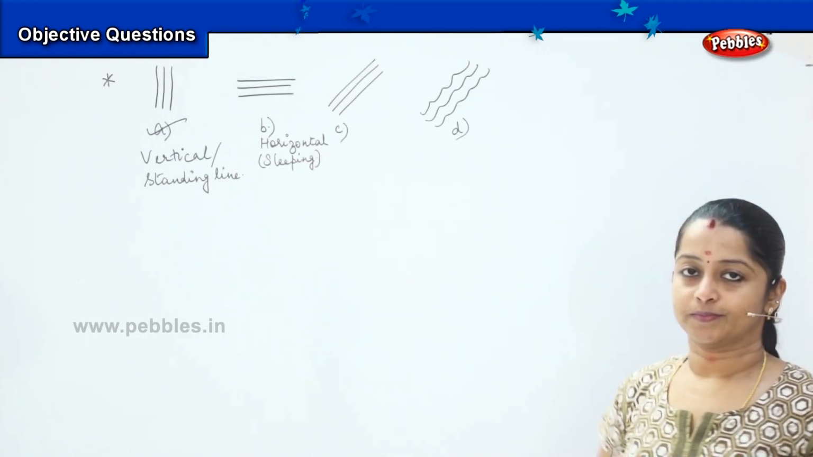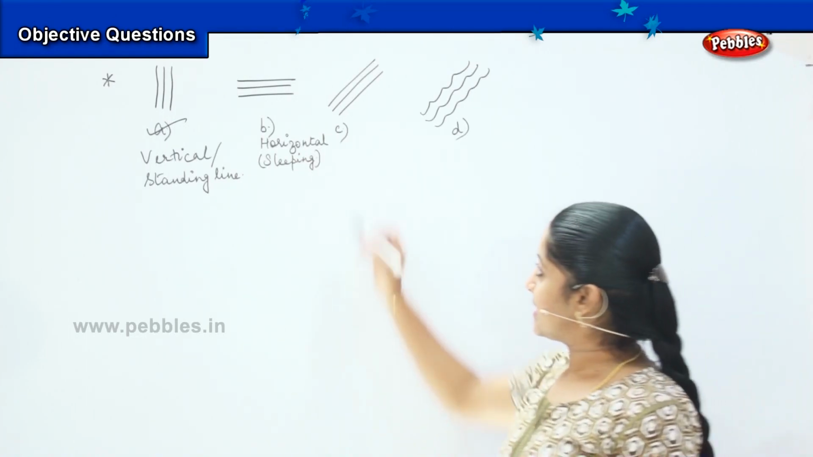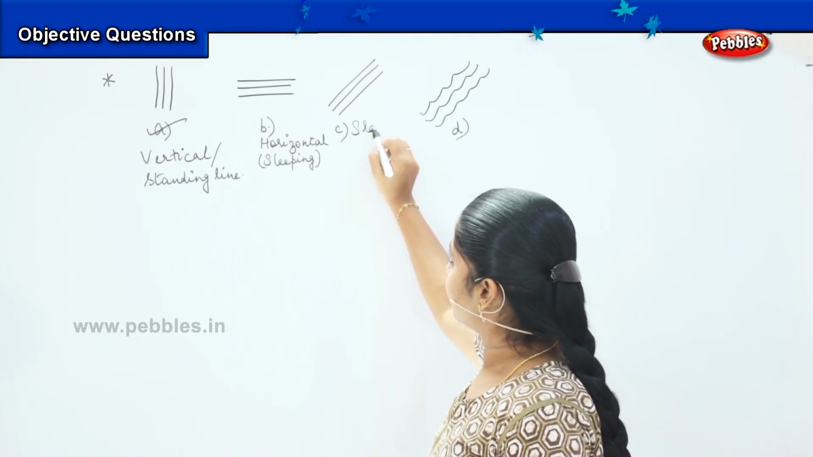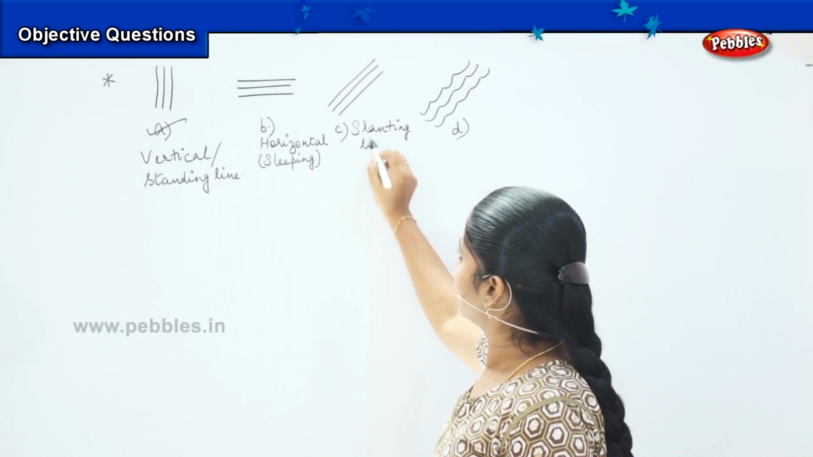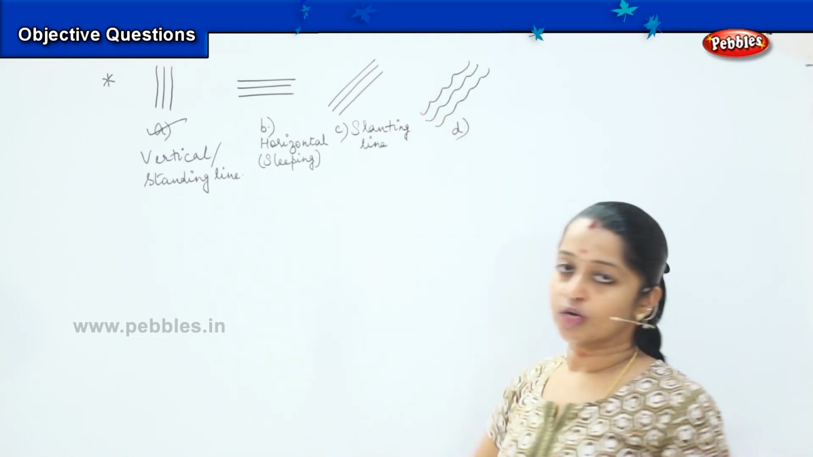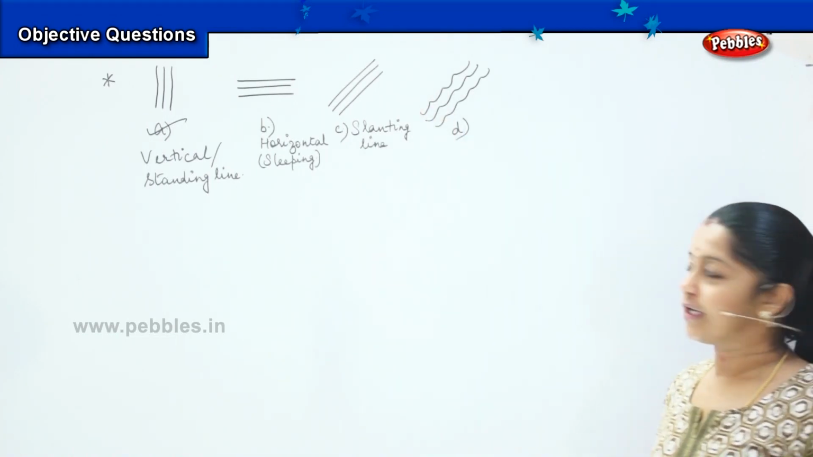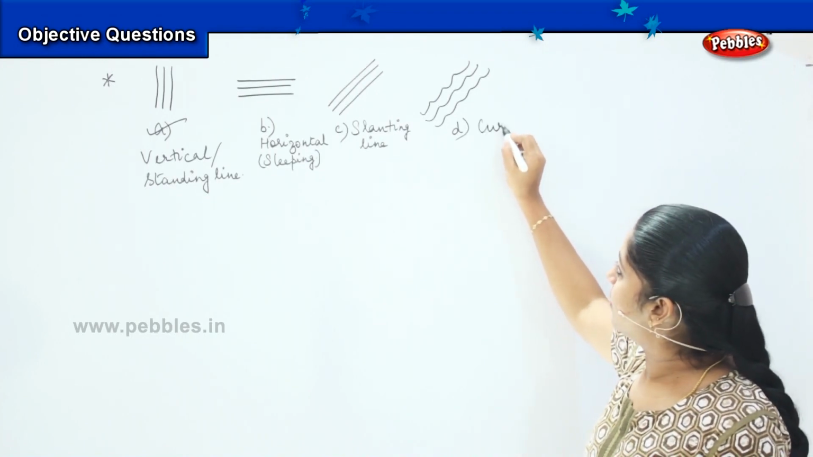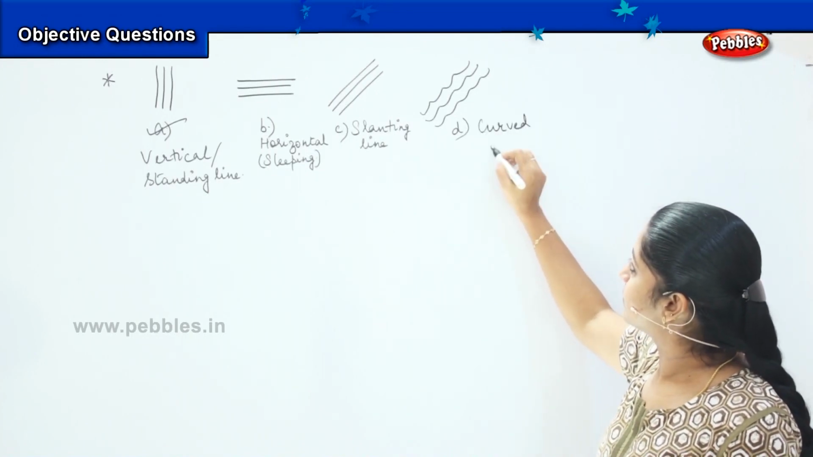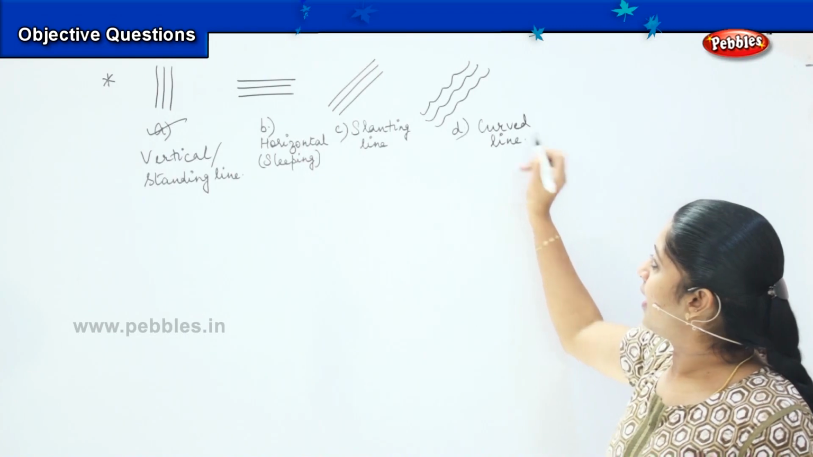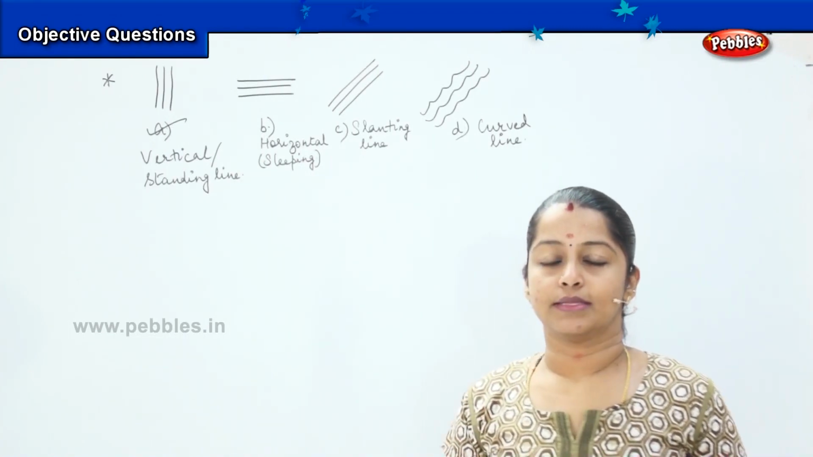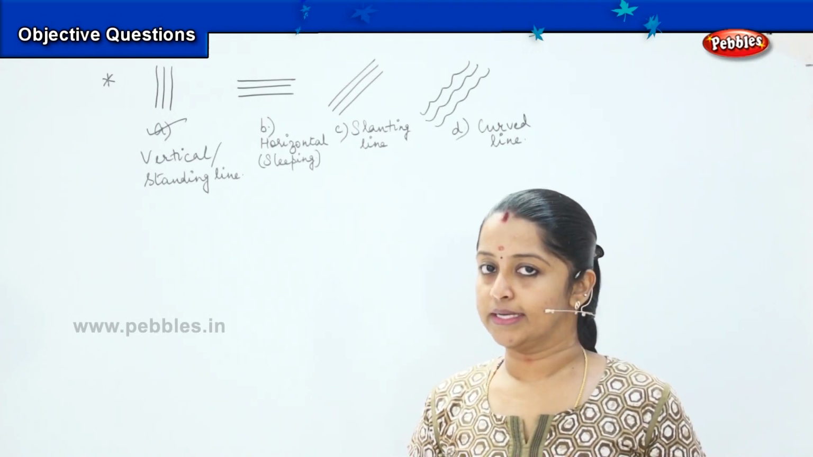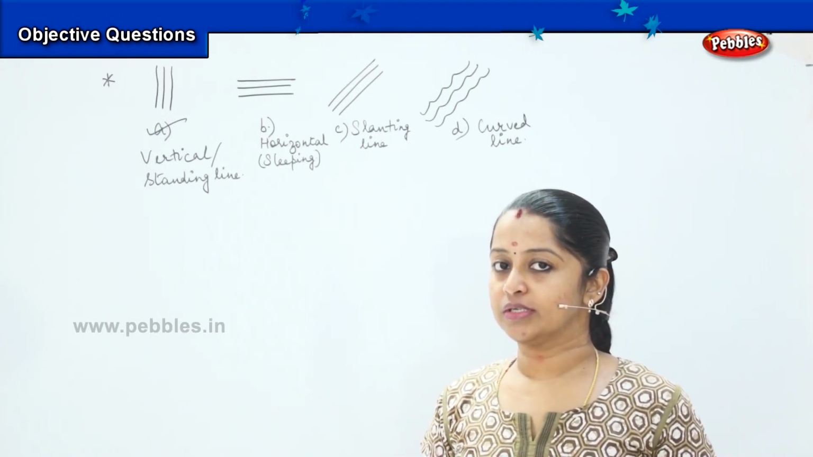What is this option? This is a slanting line. And what is the last option? You got it correct. It is the curved line. Okay. So, the right option is the vertical line or the standing line. Clear? Shall we move to the next question?